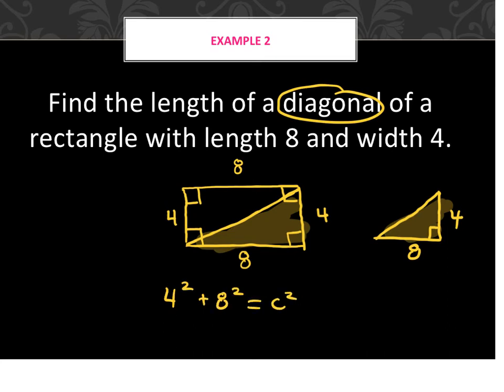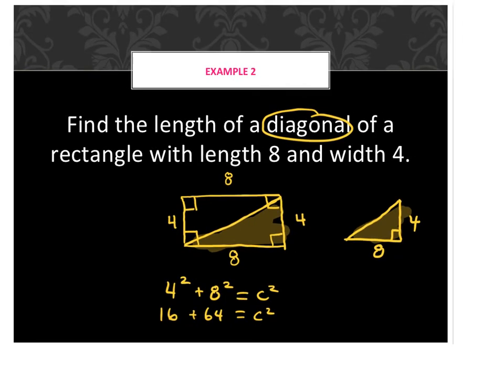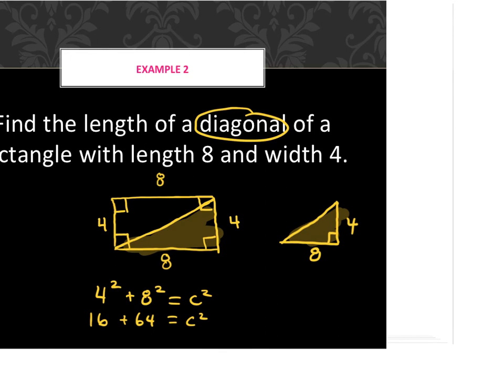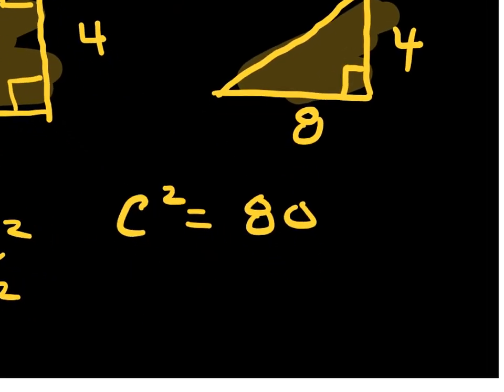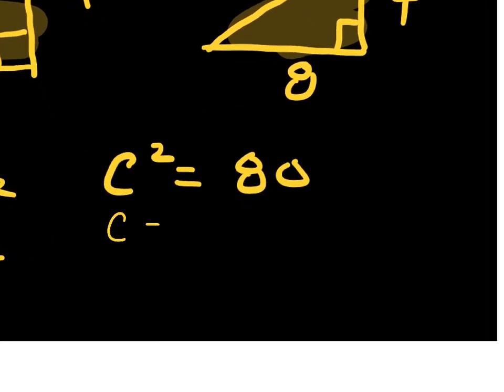So now 4 squared is 16. 8 squared is 64. Equals c squared. And now you're going to add that, which is 80. Is it 80 or 80? It's 80. Just 80. Okay. And now you're going to find the square root of 80.